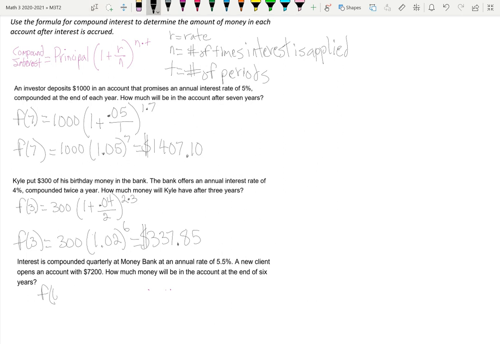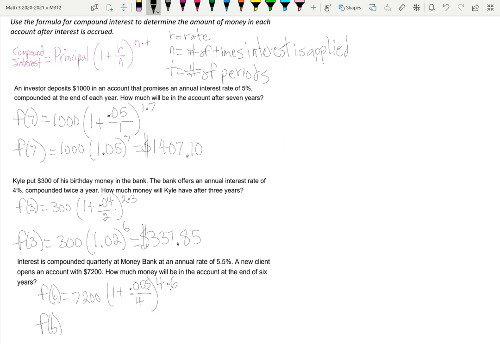So f of 6 is going to equal the original amount. So it's going to be 7,200 times 1 plus the rate, which is going to be 0.55, divided by how many times it's going to be compounded. It's compounded quarterly, so it's going to be compounded 4 times, to the 4 times 6 power.